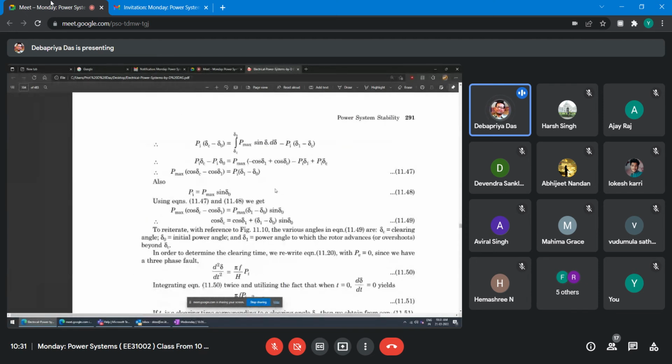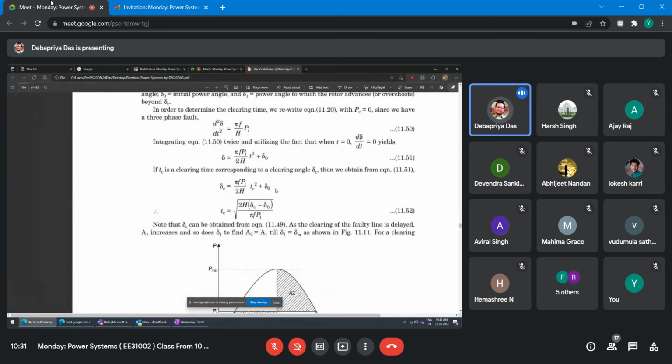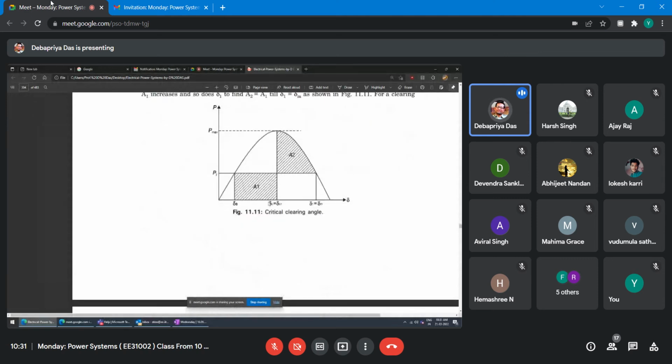And now, same philosophy as before, what will be the maximum one? This is the accelerating area, this is the decelerating area. If it goes somewhere below that, naturally your shaft power will be more than your electrical power. At that time the machine will start accelerating and lose synchronism, but this is the maximum one. So delta 0, this is delta critical, C is basically the critical clearing angle, and delta 1 is equal to delta M, right? Delta M is equal to pi minus delta 0 from the symmetry, right? So delta M or delta 1 is equal to pi minus delta 0.